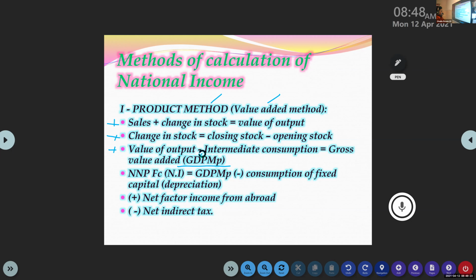Next one, NNPFC, factor cost. Net national product at factor cost is equal to GDP at market price, GDPMP, minus consumption of fixed capital, or else it is termed as depreciation. Okay, consumption of fixed capital is otherwise termed as depreciation.